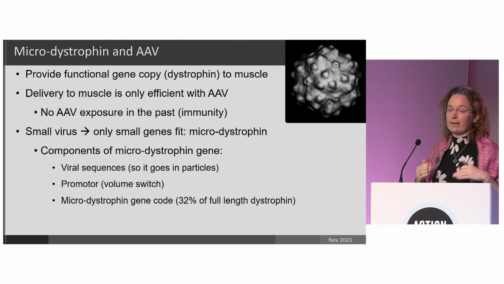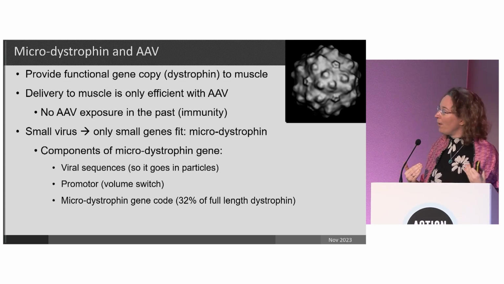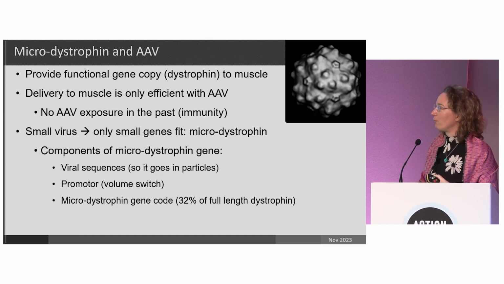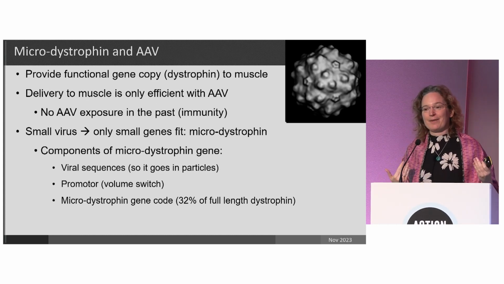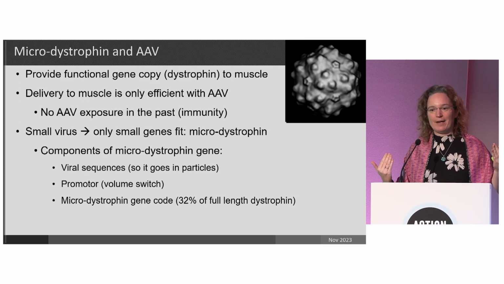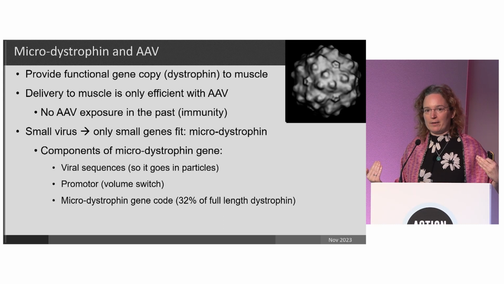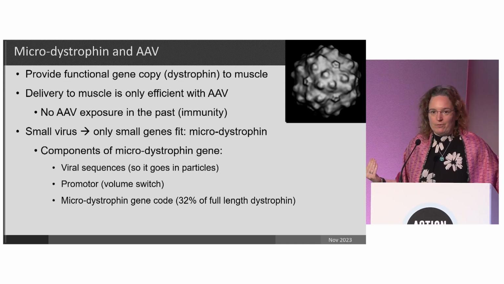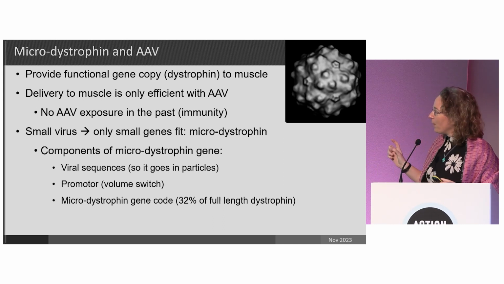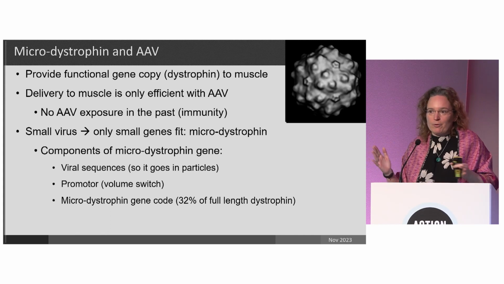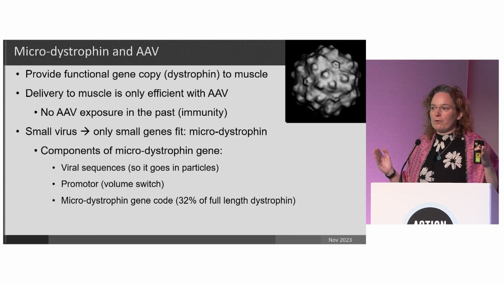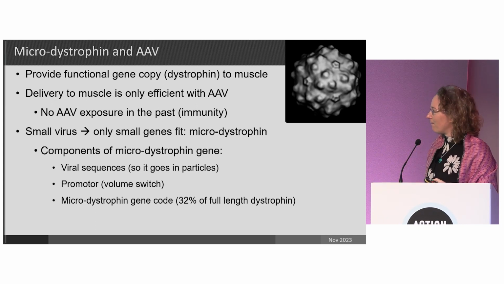AAV is small, and this is why it can infect muscle, but this is also why only small genes fit. And again, if you were at the previous lecture on genetics, the dystrophin gene is one of the largest genes in the body. So the gene code doesn't fit. So we need a minimalistic approach to make sure that all the components we need are in this gene, in the virus.